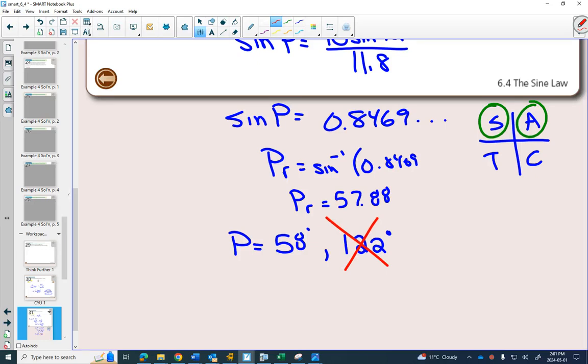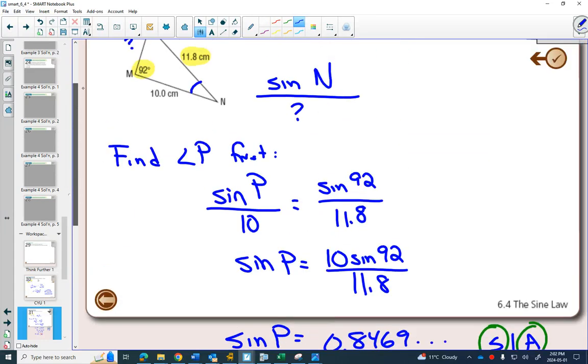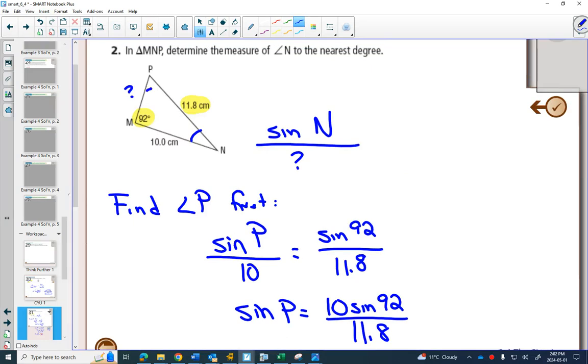There's two answers that work with the sine law, but one of them doesn't work with the triangle. Sometimes both answers are going to work with your triangle. We saw that. When you can get two triangles, that's when both answers work. But in this situation, only one of them works. So now we can go up here and say, to the nearest degree, I just figured out that angle P was 58 degrees.